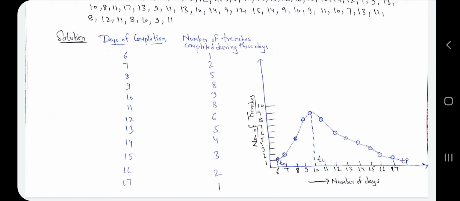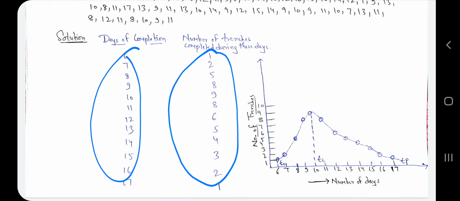Now you have to use these values and plot the graph. Here are the days of completion, and here the number of activities, because you have completed these trenches. Here you write 1 to 10, because 9 is the maximum, so we have taken up to 10. Now here you write days. 6 is our minimum and 17 is our maximum. Here you write T naught, because T naught is the optimistic time, and here you write TP. TP is the pessimistic time, which is the maximum possible time in the worst condition.